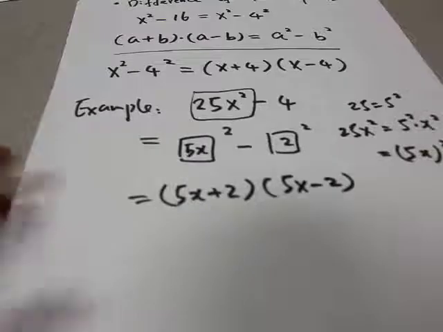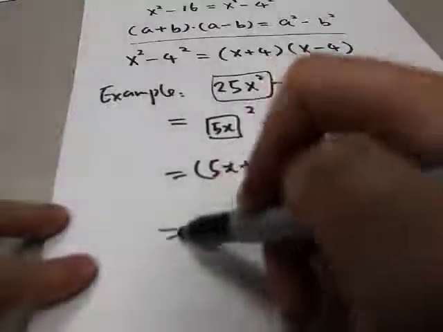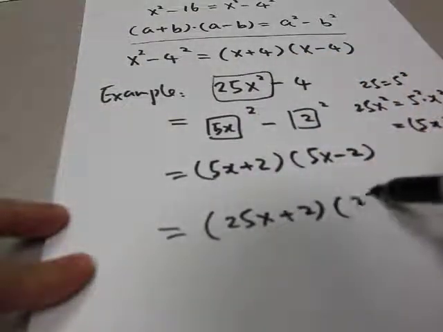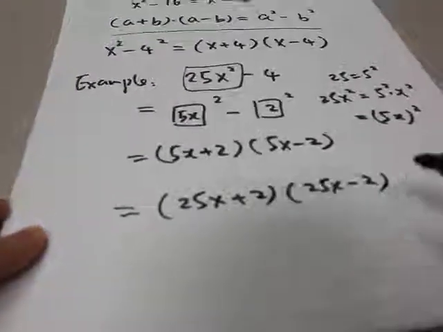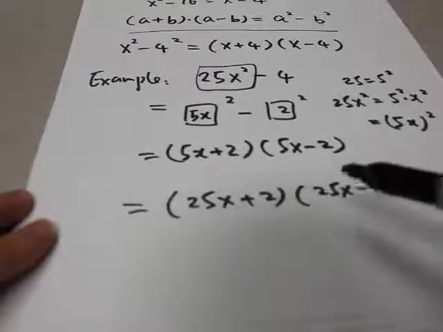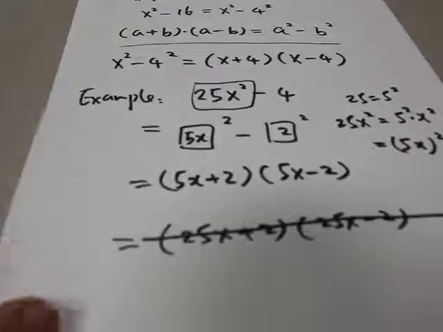5x minus 2. For a few students, the common mistake they made on this problem is they got 25x plus 2 times 25x minus 2. So the reason they made this mistake is because they forgot to write 25 into a square. So this is wrong. Okay.